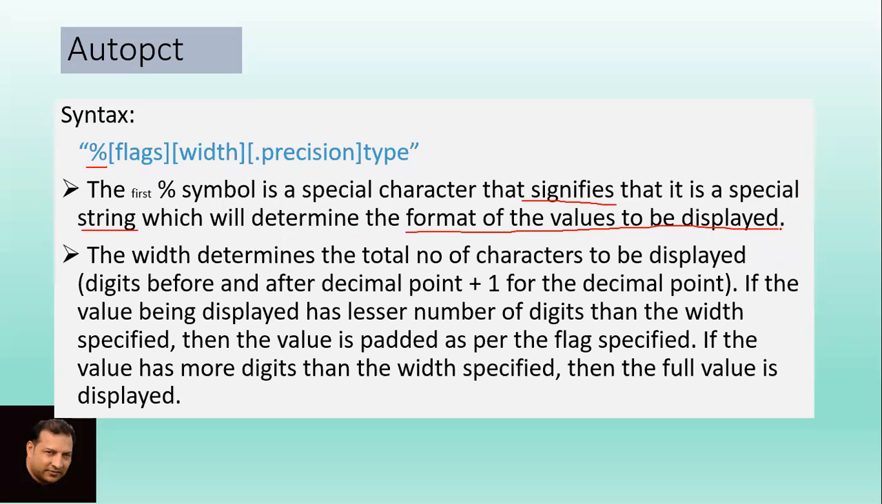Don't worry, it will gradually become clear. We will discuss some examples. The width determines the total number of characters to be displayed. This width, the value of this width, determines total number of characters to be displayed. Now total number of characters include digits before and after decimal point, like 3.2, 3, and then 2, plus 1 for the decimal point.